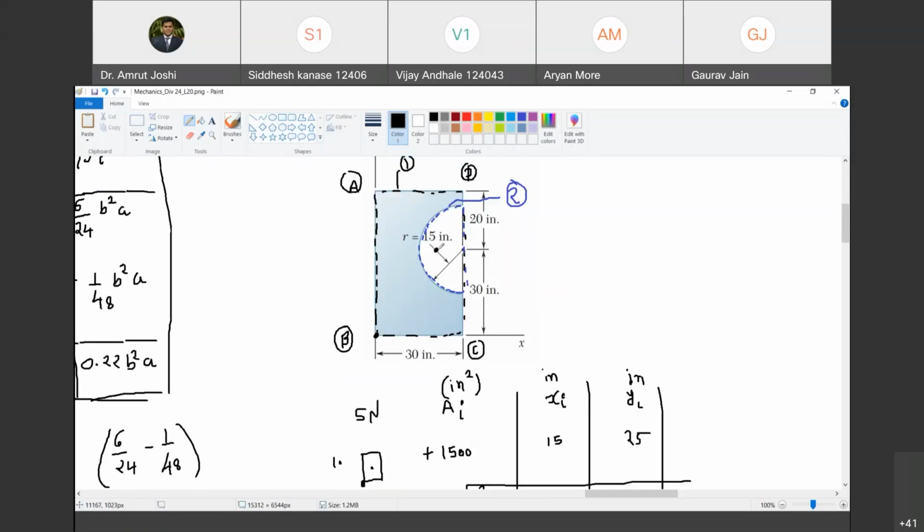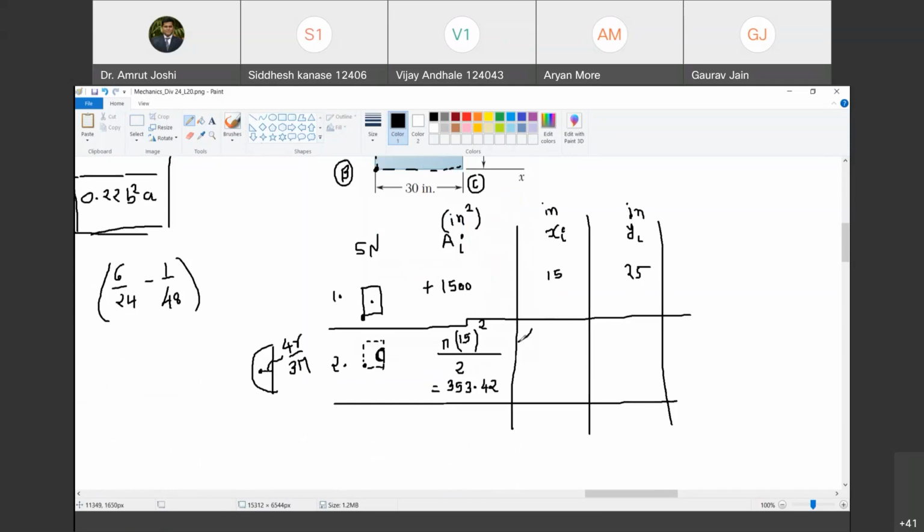From this, we have to subtract that distance, which is 4r by 3 pi. So that's what I'm going to write. It is 30 minus 4r, that is 4 into 15 upon 3 pi. Can you tell me how much is that? Pi is 3.14. So 30 minus 4 into 15 by 3 pi is 23.63. I will write it in a different color so that we don't mess it up. Very good. This is 23.63.